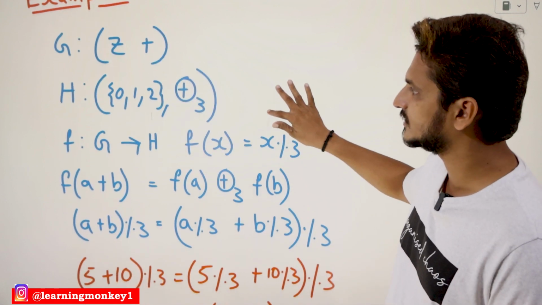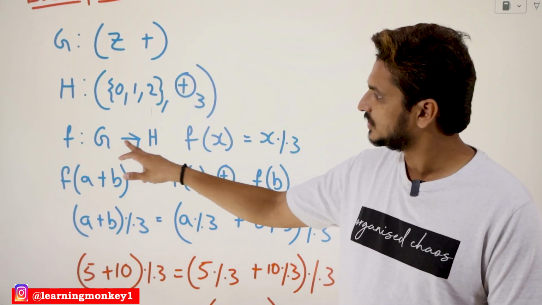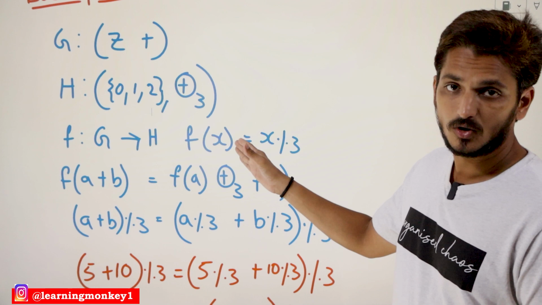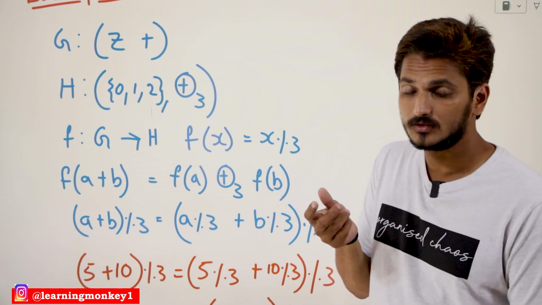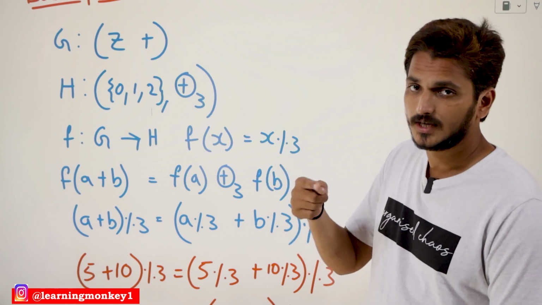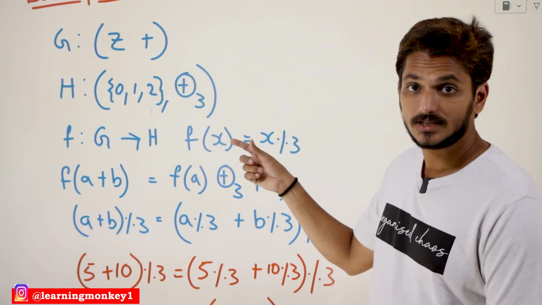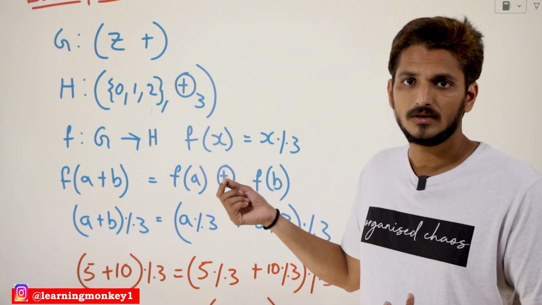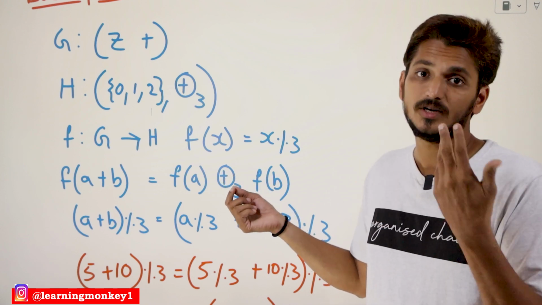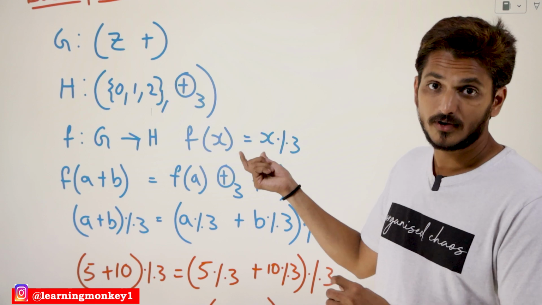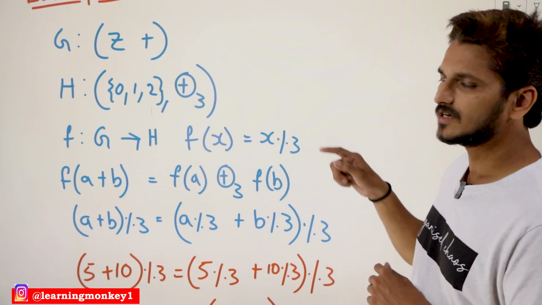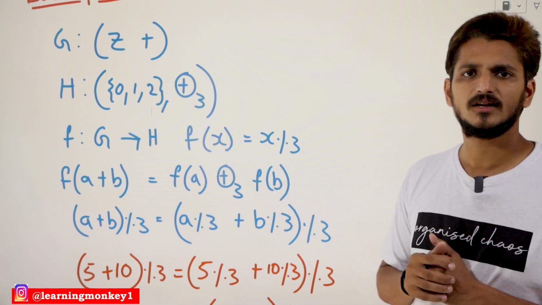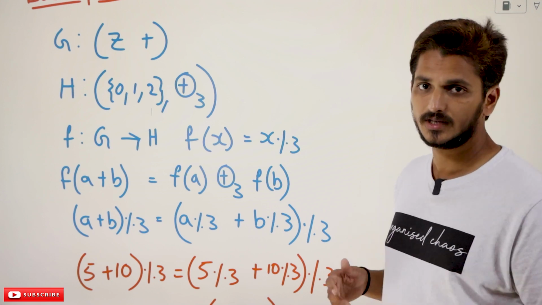Now our definition of homomorphism says f is a function from G to H. Take the values from G to H. f of x is equal to x modulo 3. Many of you may get confused here. Functions have some conditions, from the basics we discussed in our previous classes on functions. Is this function f a homomorphic function? Yes, it is satisfying the homomorphism.